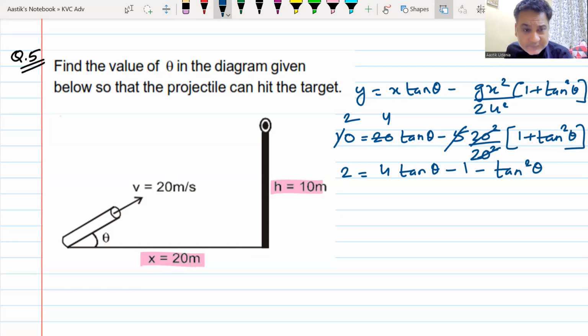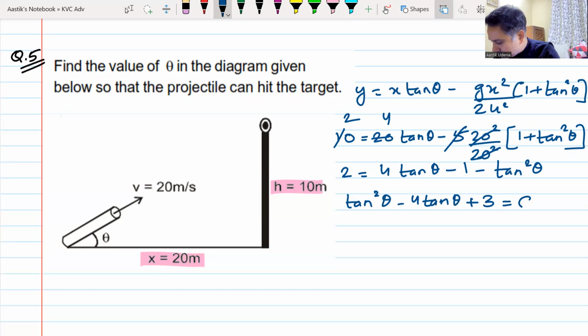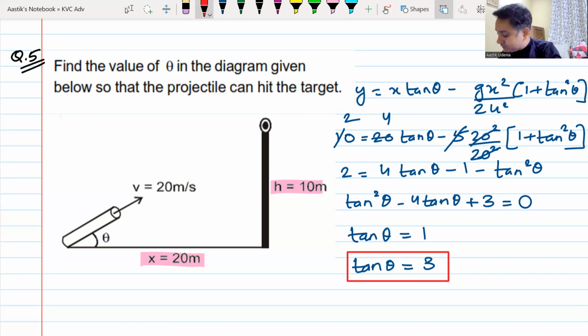I make mistakes in this, so please check if I have made a mistake. Then I will get this equation: tan square theta minus 4 times tan theta, I think plus 3, is equal to 0. Yes or no? Here I will get two values of tan theta. Either tan theta is 1 or tan theta is 3. So either the angle is 45 degrees or the angle is tan inverse of 3. These are the two answers that we have.